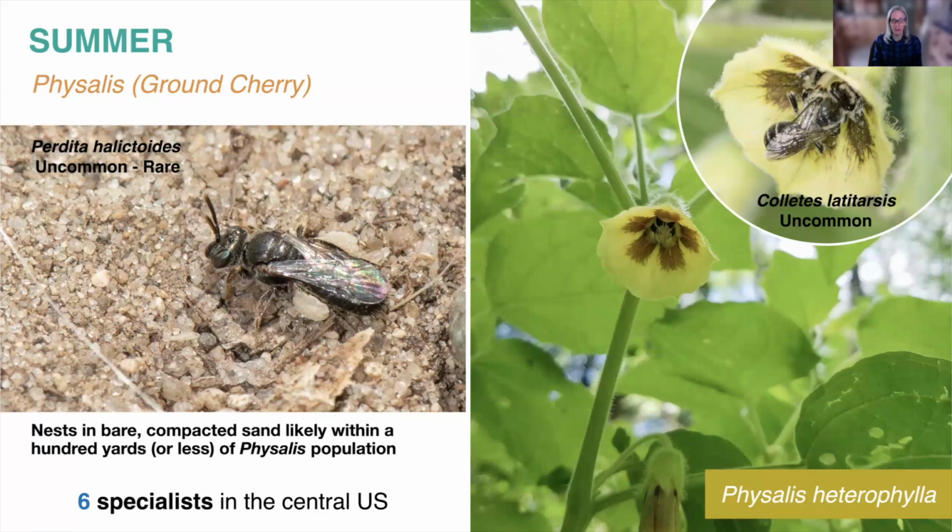And in the central US, there are 6 different specialists that specialize on Physalis pollen. One, this very uncommon to rare fairy bee pictured on the left. She's an extremely tiny bee, and she likes to nest in bare, patchy, sandy habitat in close proximity to where Physalis is blooming.